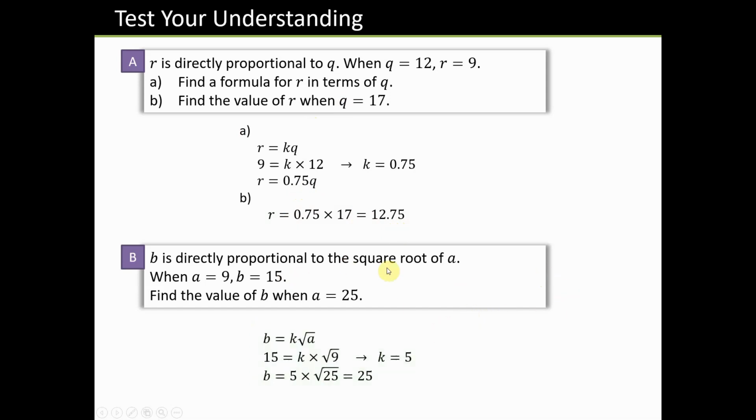B is directly proportional to the square root of A, so that is B equals k square root A. Sub in our values to find k equals 5, and then find the value of B when A equals 25, so 5 times the square root of 25, that would be 5 times 5, B equals 25.